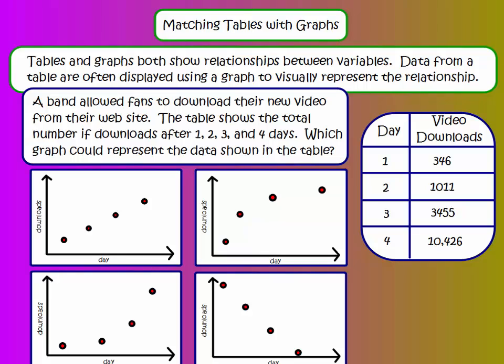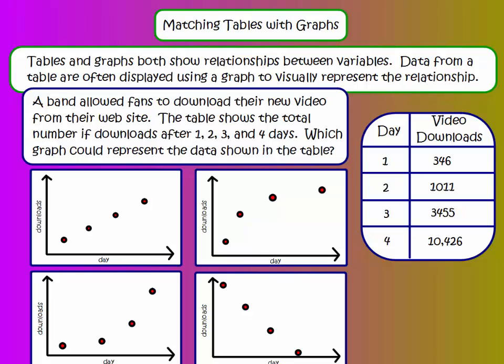Another neat thing about these graphing stories is that we can represent all the data in many different ways. One of the ways is a table. One of the ways is a graph. We'll see soon enough that we can actually write equations also to model the data and model stories. But tables and graphs both show relationships between variables. The data from a table are often displayed using a graph to visually represent the relationships. In other words, the table and the graph are the same exact thing, just in two different ways.